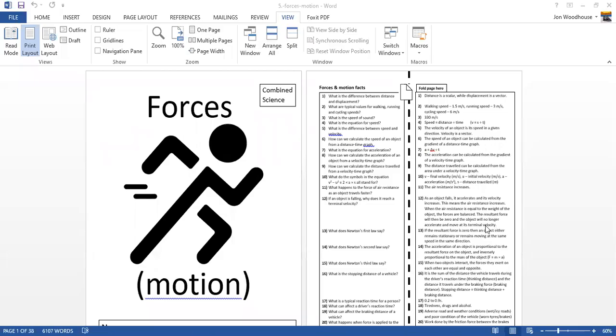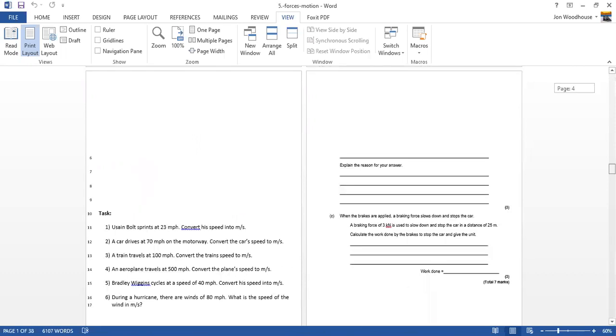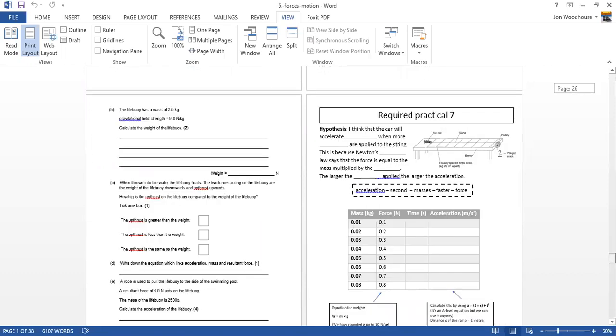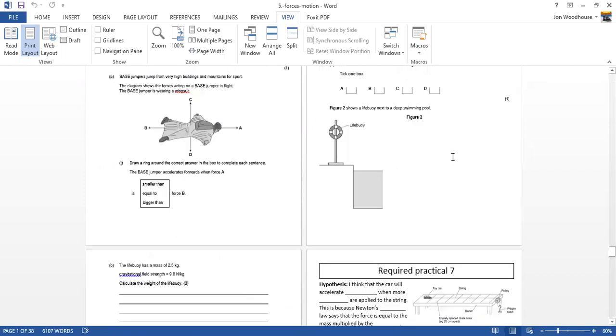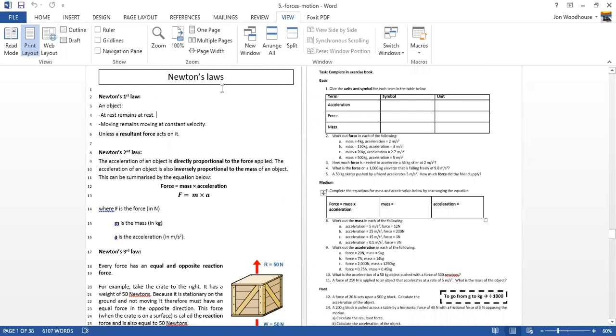Hello, year 10s. So you've got through quite a bit of your forces booklet now, and we're just going to move on to Newton's second law. If you scroll down to around page 25, just before the required practical that we did in class before we broke up, you'll see Newton's laws. You need to read through this and pay specific attention to Newton's second law.